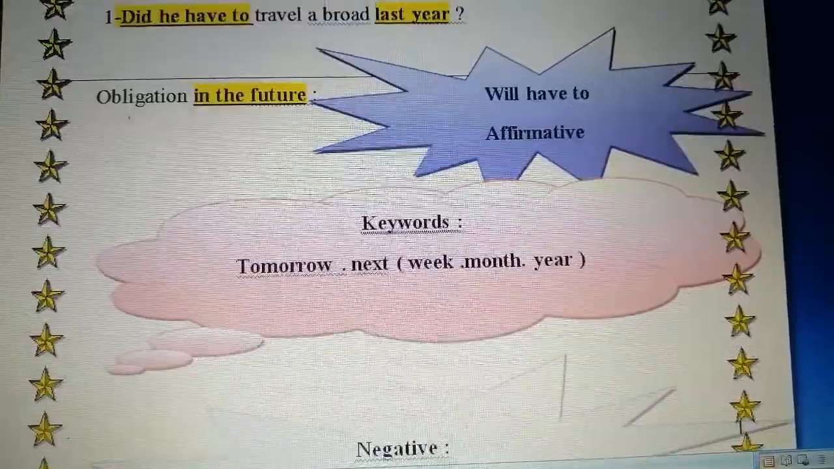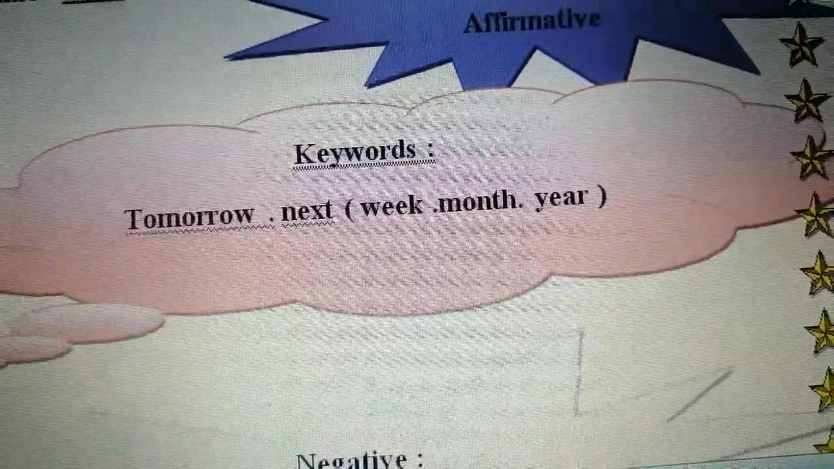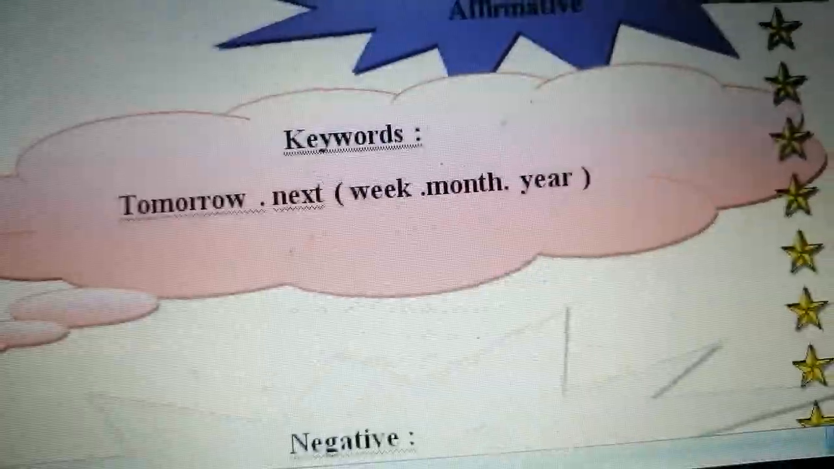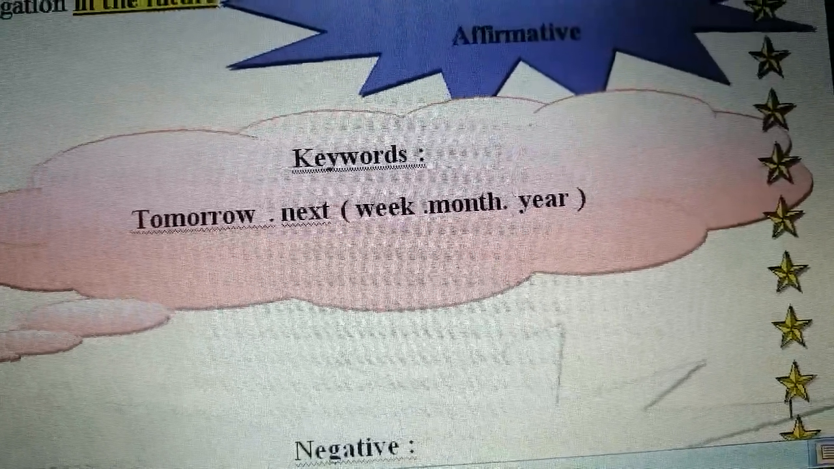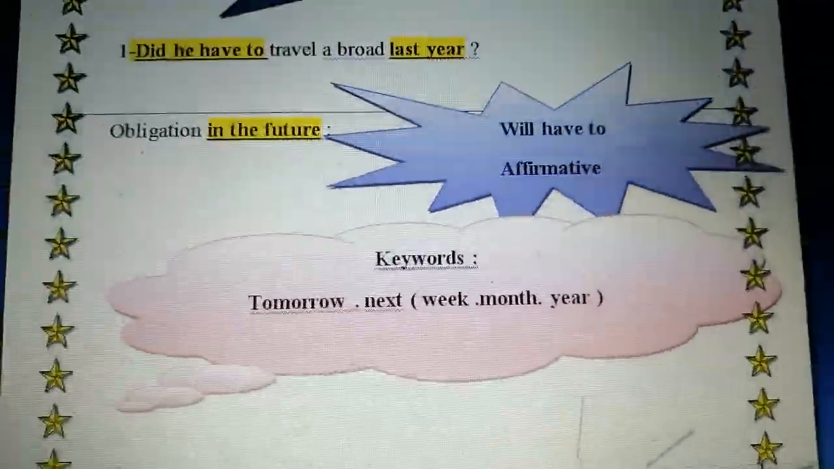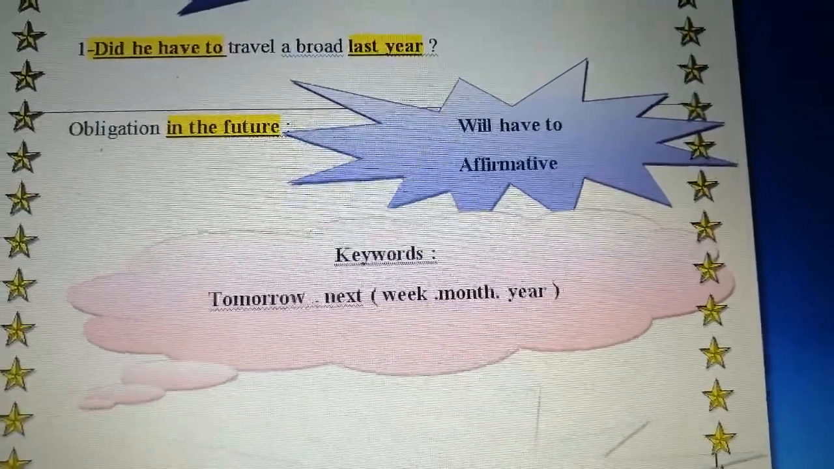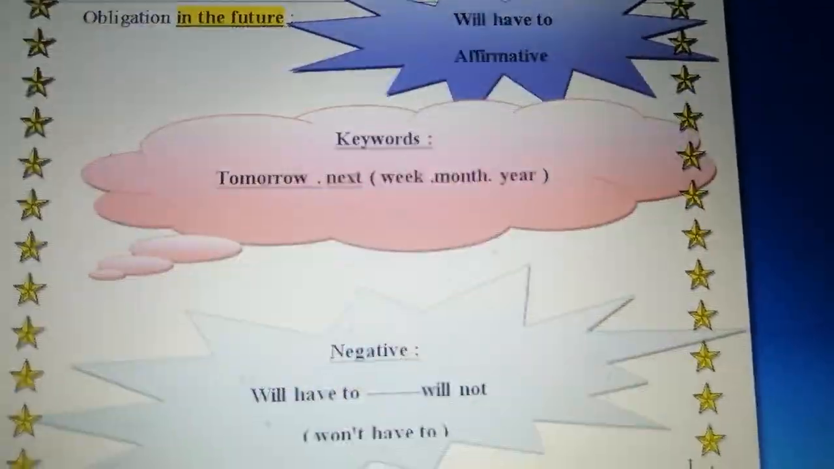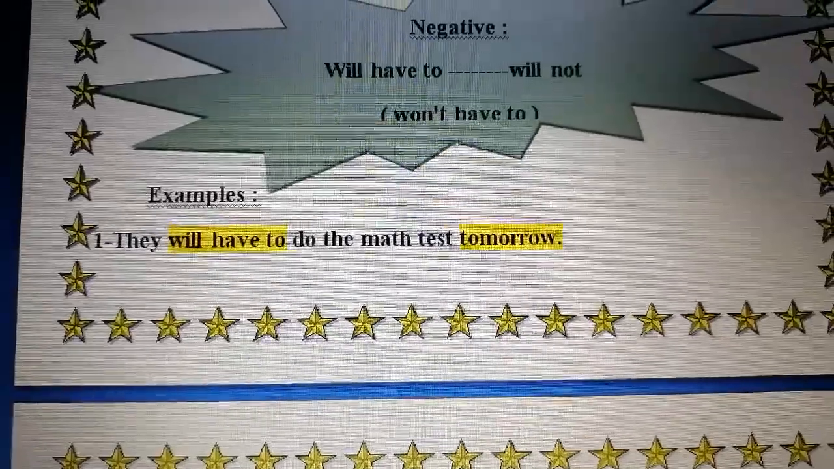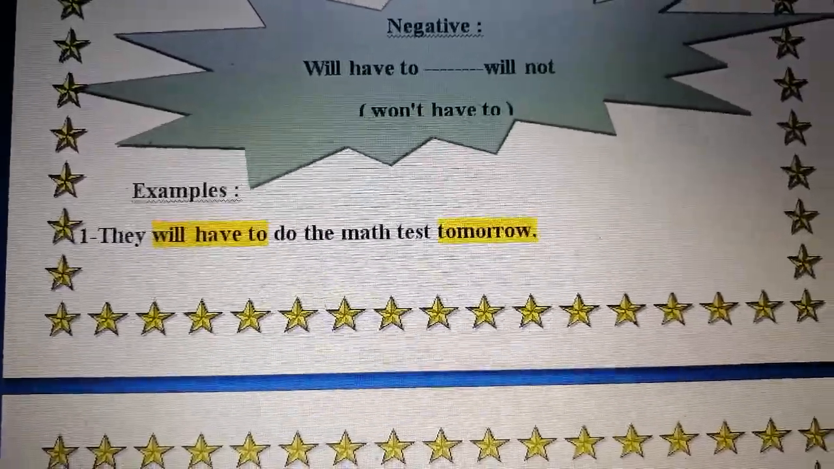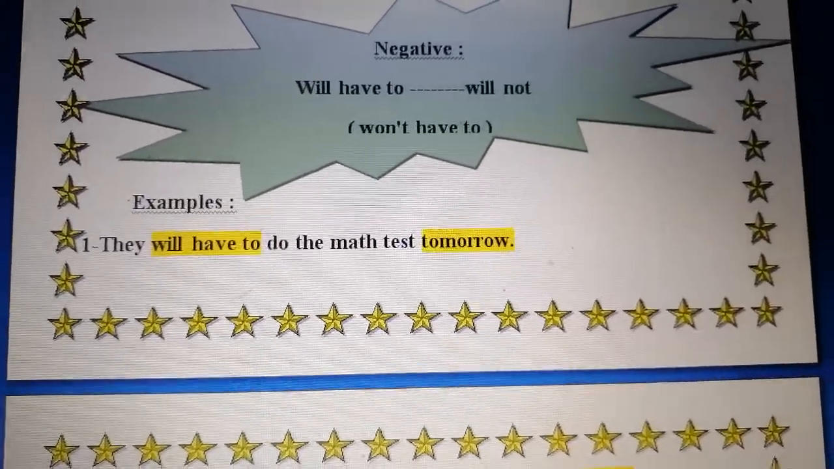Now let's talk about the future. How can we know? By using these words: tomorrow, next week, next month, next year, next day. When you talk about the future, what can we use? We use will plus have to. Will have to is used with singular and plural. Let's see an example: They will have to do the math test tomorrow. Tomorrow indicates the future, so I use will plus have to.